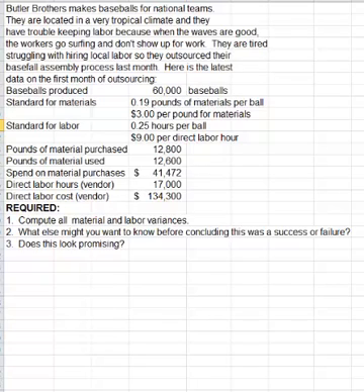We're going to work on Butler Brothers, and we're going to review their material and labor variances and see how this experiment is working. So let's look at the facts. They make baseballs for national teams. They're in a tropical climate.